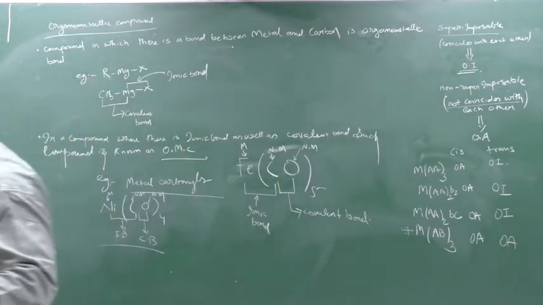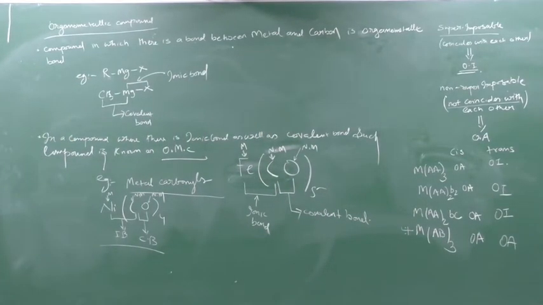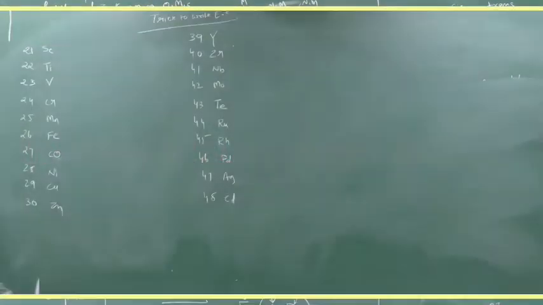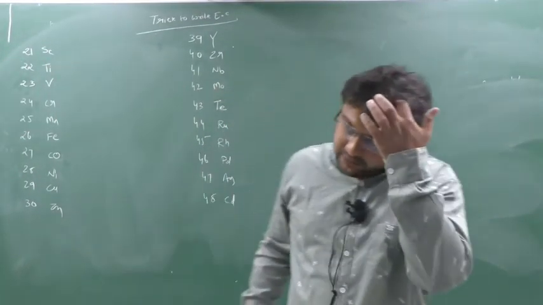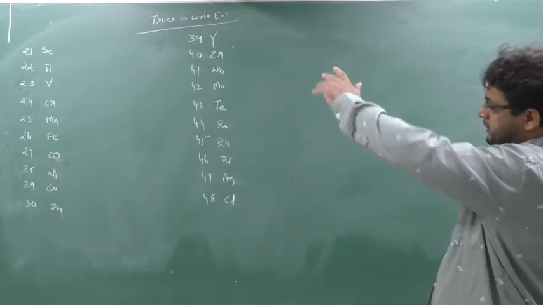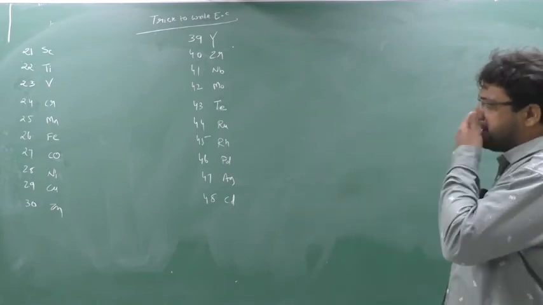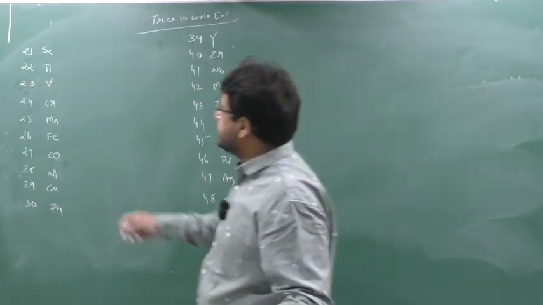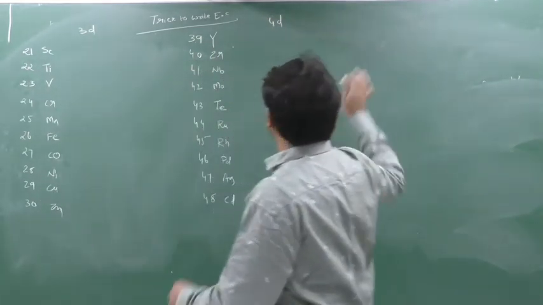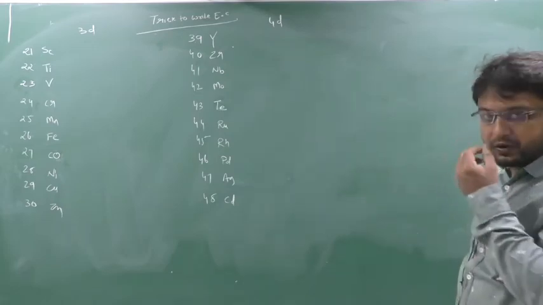Okay, now we will go towards one trick to write the general electronic configuration of d block elements. Today I will teach you the trick to write the electronic configuration of 21 to 30, 39 to 48, and then the remaining you can write. The first is called the 3d series, this is the 4d series, and your homework is the 5d series. You can write the 5d series on your own.